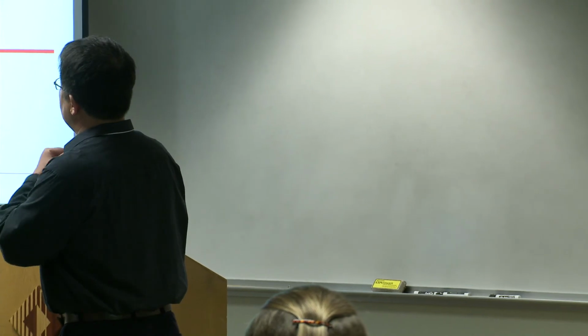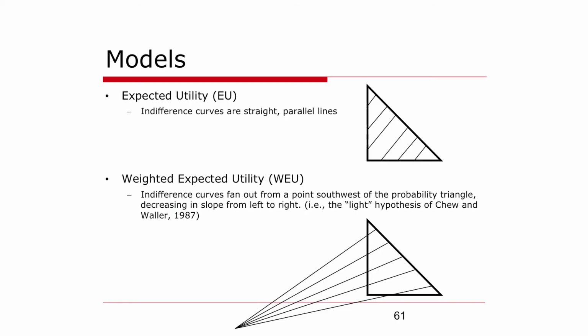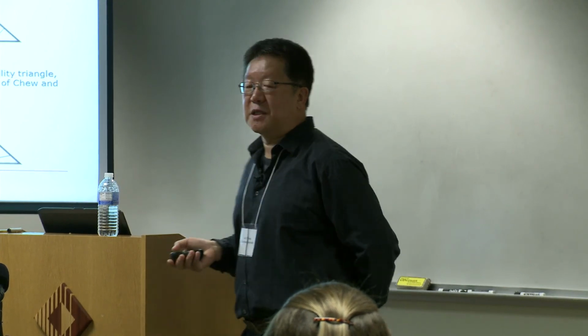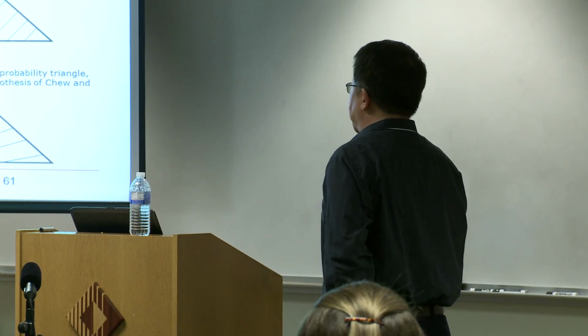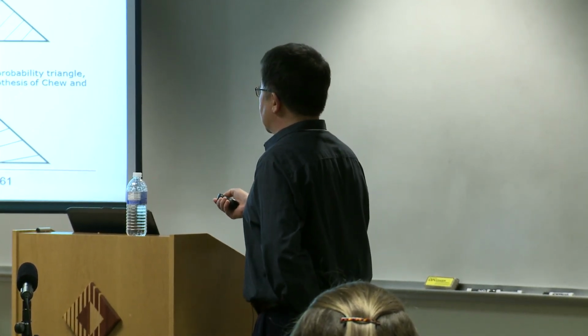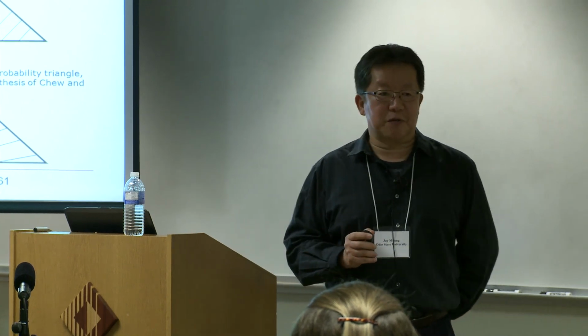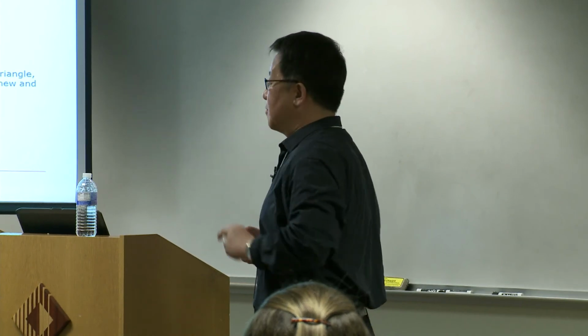But for now, suppose that you want to discriminate between EU and WEU. Again, these are indifference curves. Expected utility makes parallel curves, of course with different values. So EU has one parameter, which is basically the slope. A different slope means that you have a different utility function. And the weighted expected utility has these fan-out patterns, so the weighted expected utility indifference curves can be characterized by two parameters. So we're comparing a one-parameter model versus a two-parameter model.